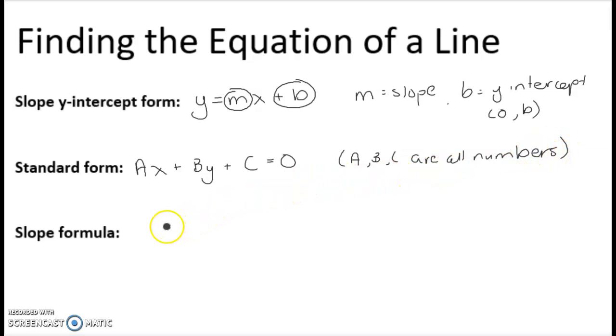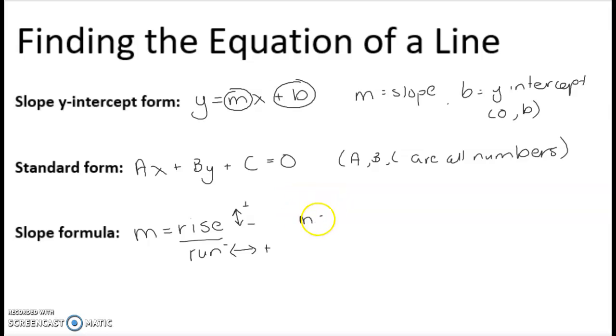And then we have the slope formula. So slope is represented by m, and it's your rise divided by run. So remember, rise is up and down, and run is side to side. Up is positive, down is negative. To the right is positive, the left is negative.